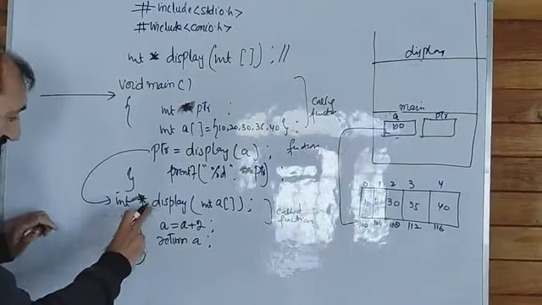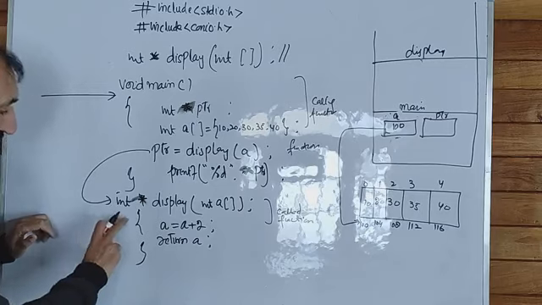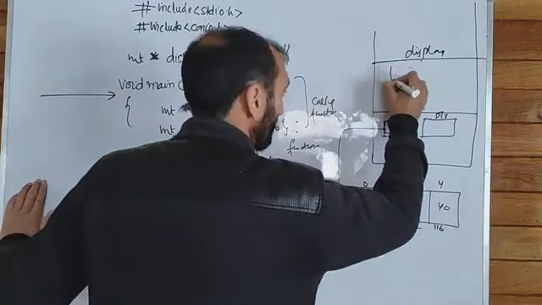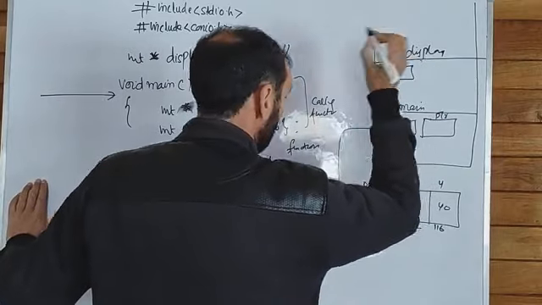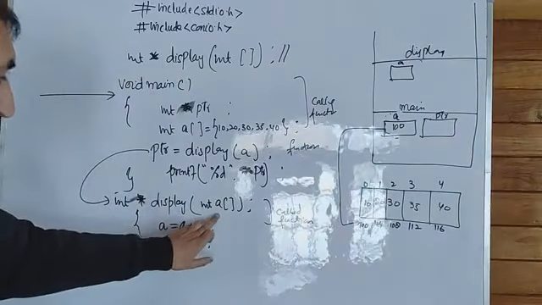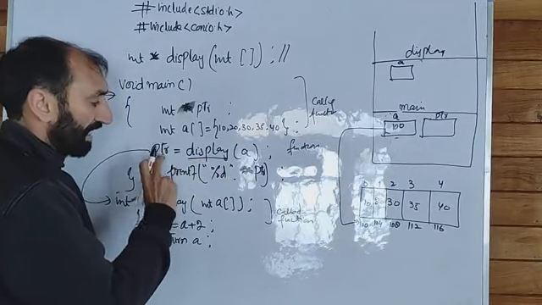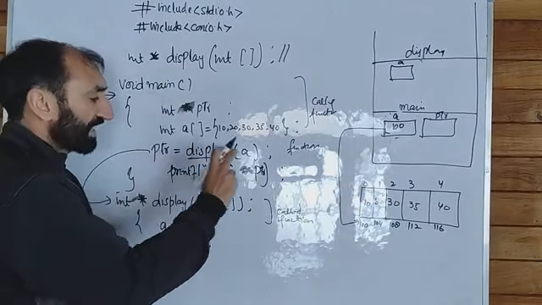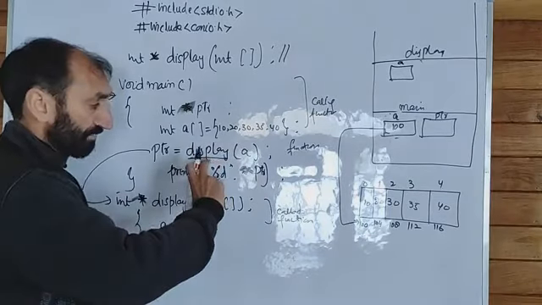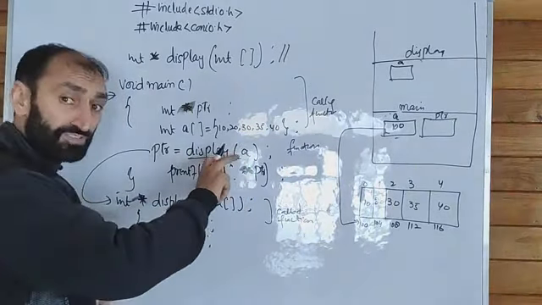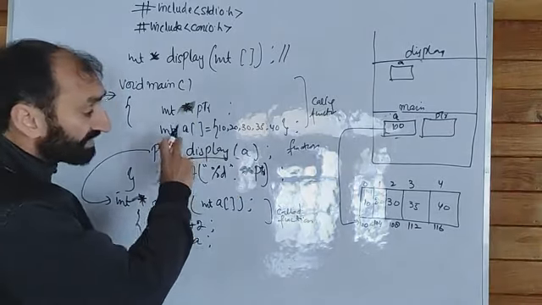And in the display function, what is there? Here also a variable, for example, it is an a, an integer variable. The main function calls the display function by passing the argument, and it catches the argument in a. But what does a contain?